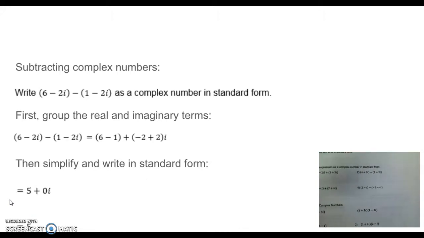To subtract, very similar approach. We're going to group together the real and the imaginary terms, keeping in mind that we need to distribute through that negative sign. So 6 minus 2i minus the complex number 1 minus 2i would give us 6 minus 1 plus -2 plus 2 times i. So 5 plus 0i, and that would be equal to 5.